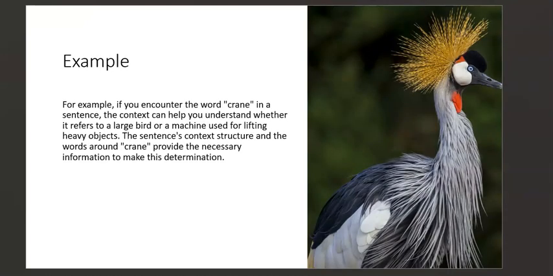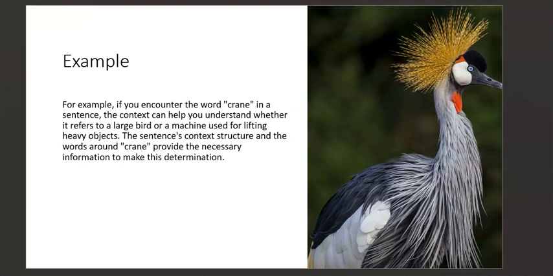Now let me give you an example. If you encounter the word "crane" in a sentence, the context can help you understand whether it refers to a large bird or a machine used for lifting heavy objects. We all know a crane can refer to a bird, and a crane is also a machine used to lift objects.